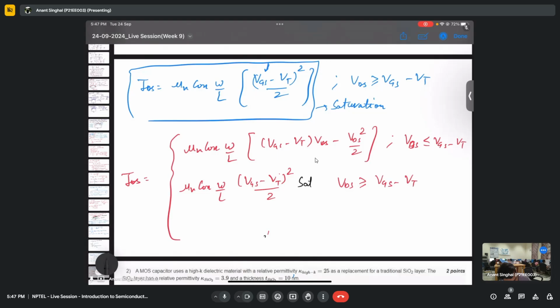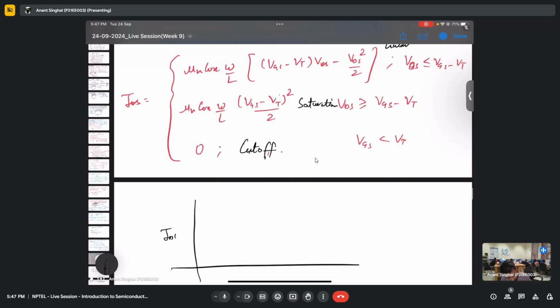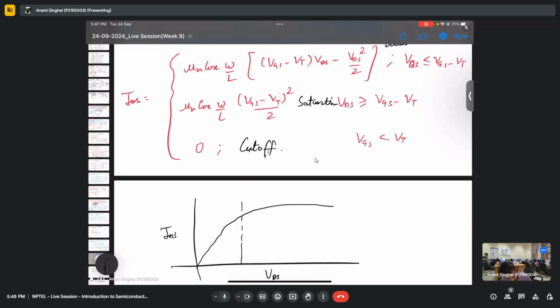And one more thing, if VGS is not greater than VT, there is no conduction, right? So IDS is ideally 0, and this is what we call the cutoff region. If I make the exact plots, it looks something like this. This is IDS, this is VDS. It looks like this, in which this is saturation, this is linear, and this particular point is VDsat or VGS minus VT.